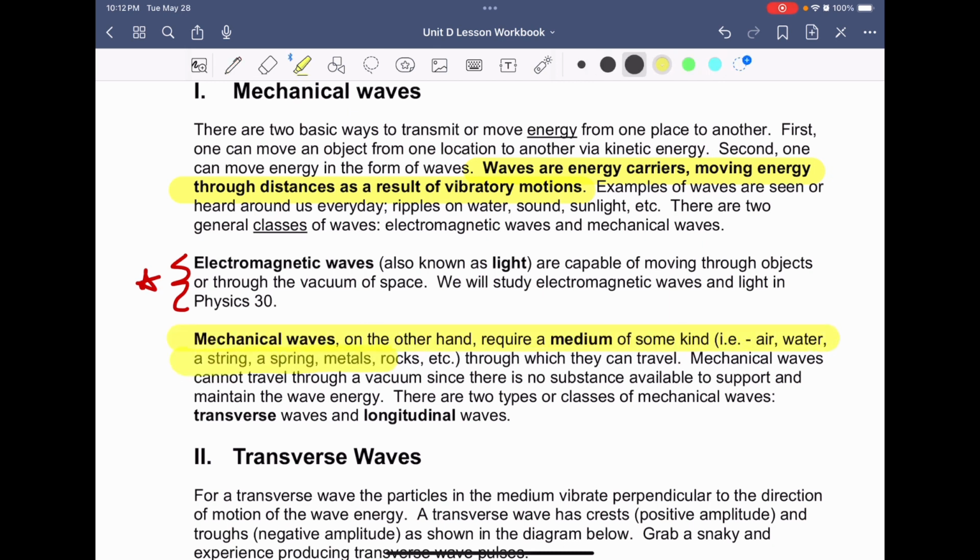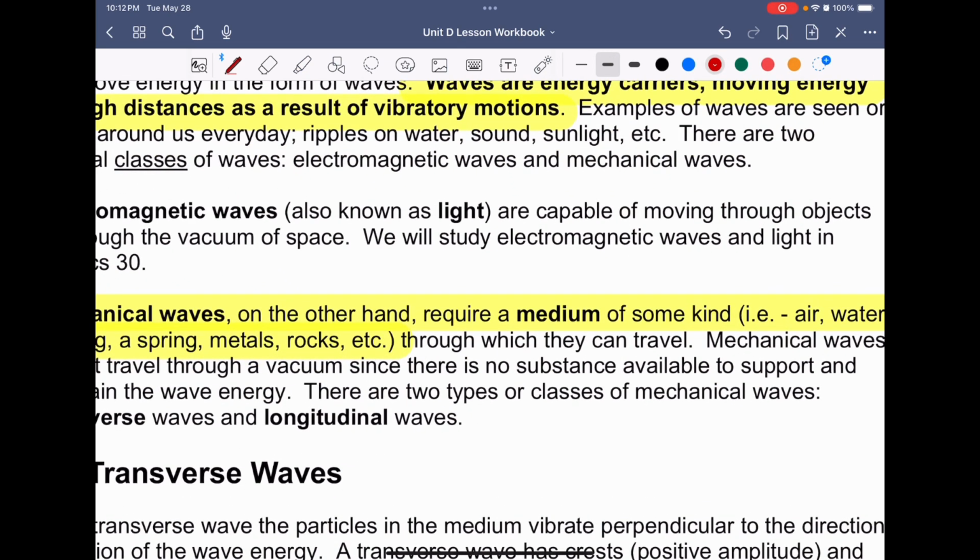And by medium, what we could simply say is a material of some kind. That's the way I reference it: whether it's air, water, a string, spring, metal, rocks, etc., this is some sort of material. You could write that in as a subnote here if you really wanted to. Medium, you could draw an arrow to it and note that this is just the material it goes through. And so I'll make sure I note that here.